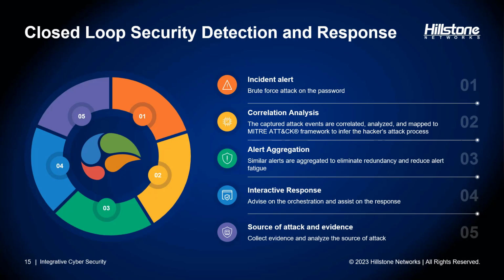It begins with incident alerts, such as brute force attack on a password. These alerts undergo correlation analysis and are mapped to the MITRE ATT&CK framework to understand the hacker's attack process. Similar alerts are then aggregated to avoid redundancy and reduce alert fatigue. The system provides interactive response recommendations and assistance for orchestration. Furthermore, it collects evidence and analyzes the source of the attack, ensuring a comprehensive approach to incident management. And now that you've seen the whole lifecycle of iSource in action, let's actually look at a few examples.